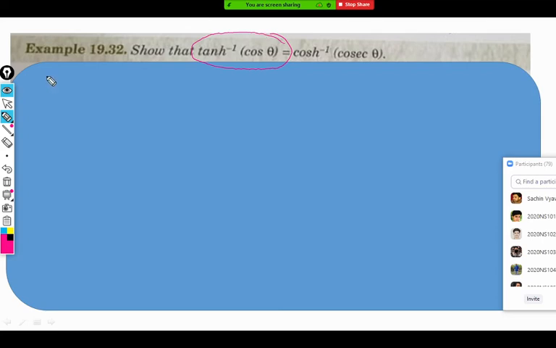So we'll start the solution. Let tanh inverse of cos theta be x. Okay, so if tanh inverse of cos theta is x, take tanh on the right hand side. So this gives us cos theta is tanh of x.